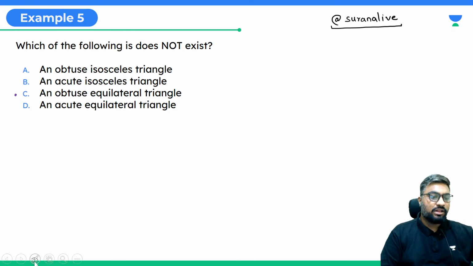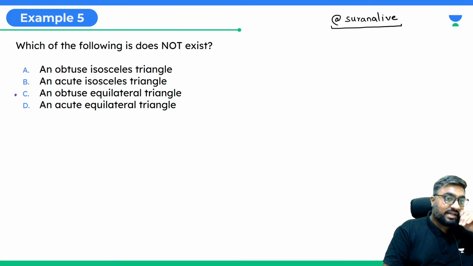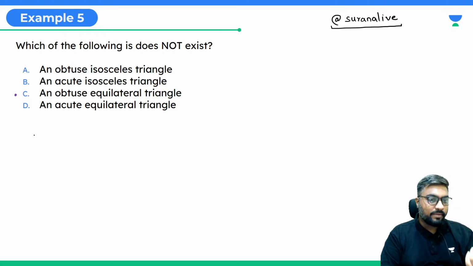So let's look at all the four triangles, okay? The first one is saying obtuse isosceles triangle. Is it possible guys? Isosceles triangle matlab kya? Two sides must be equal and the third will be an unequal side, correct?